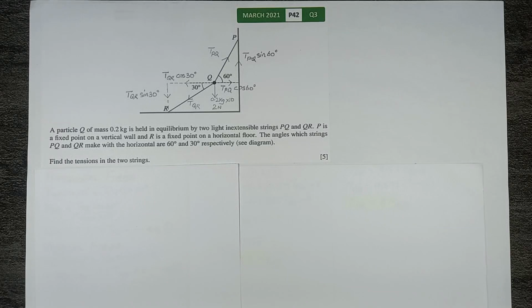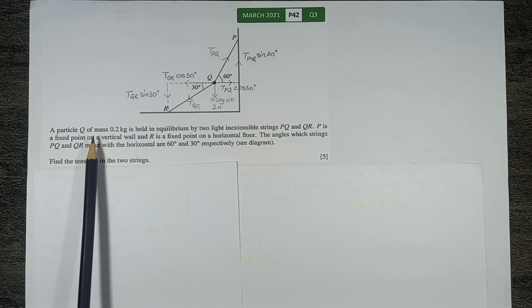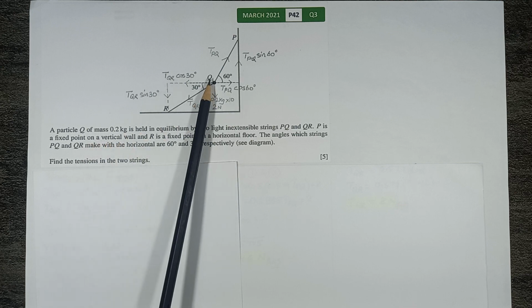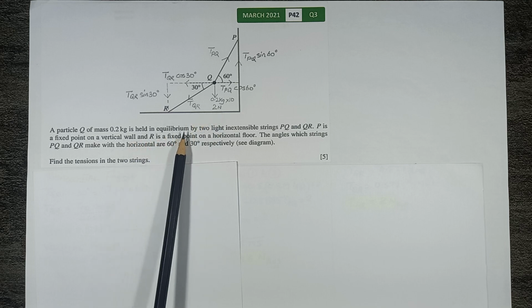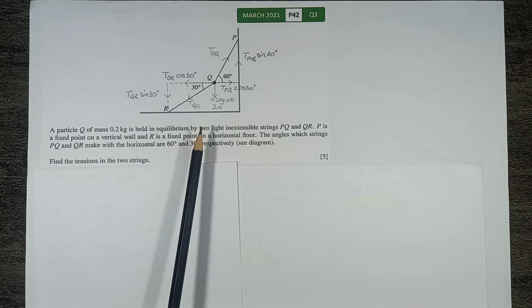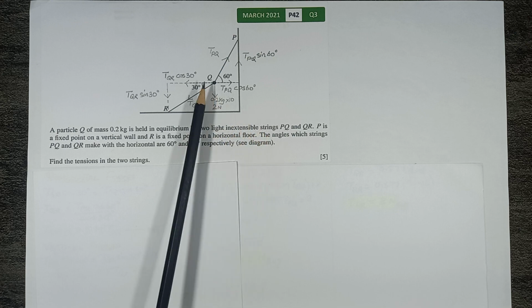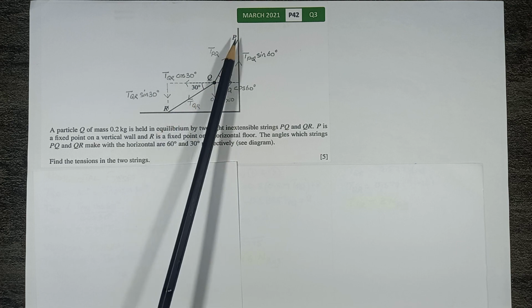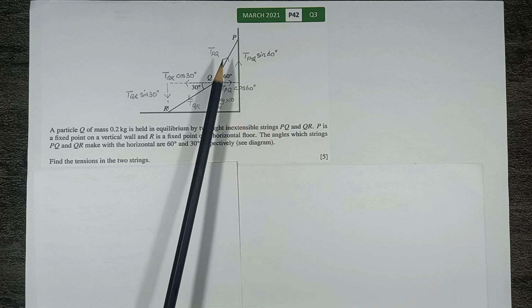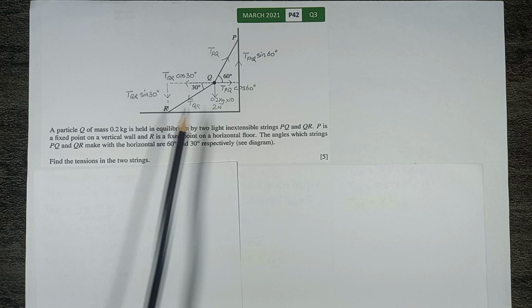Hello everyone. We have a question which says that a particle Q of mass 0.2 kg is held in equilibrium. The condition is an equilibrium condition, and it is held by two light inextensible strings. This is one string and that is the other string: string PQ and string QR.